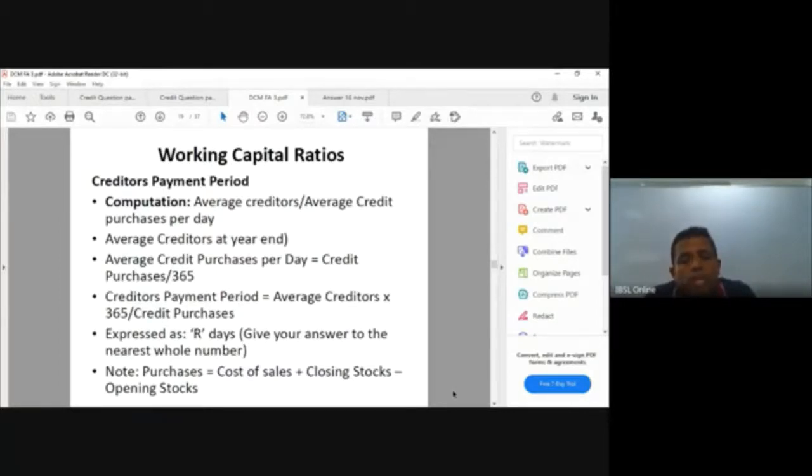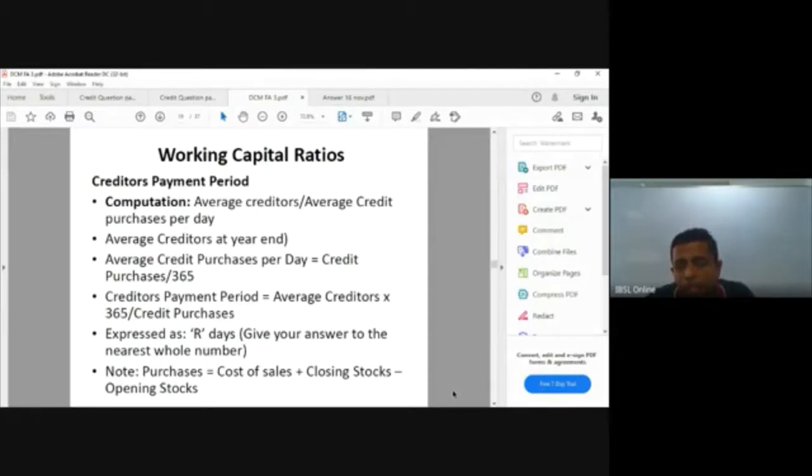Now normally cost of sales is calculated by taking the purchases, adding the opening stock and deducting the closing stock. Then we have to reverse it to calculate the purchases. In order to calculate the purchases, you take the cost of sales, add the closing stock, and deduct the opening stock, right? In that way also you can calculate the purchases. But in a situation where you cannot calculate the purchases, if the other details are not given, you can take the cost of sales instead of purchases in order to calculate this ratio, right?